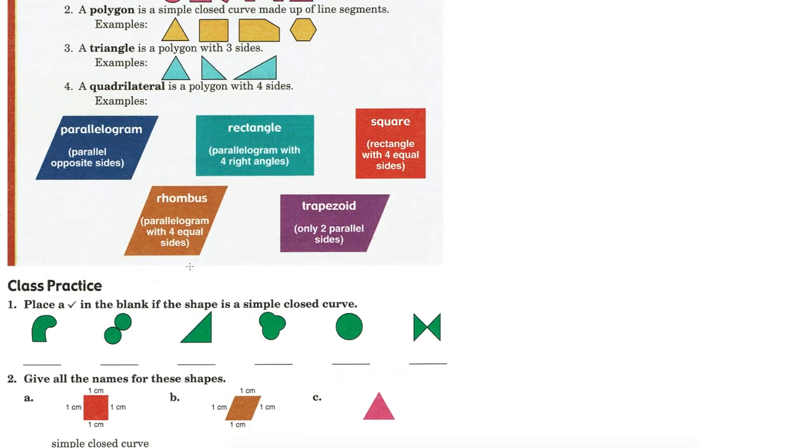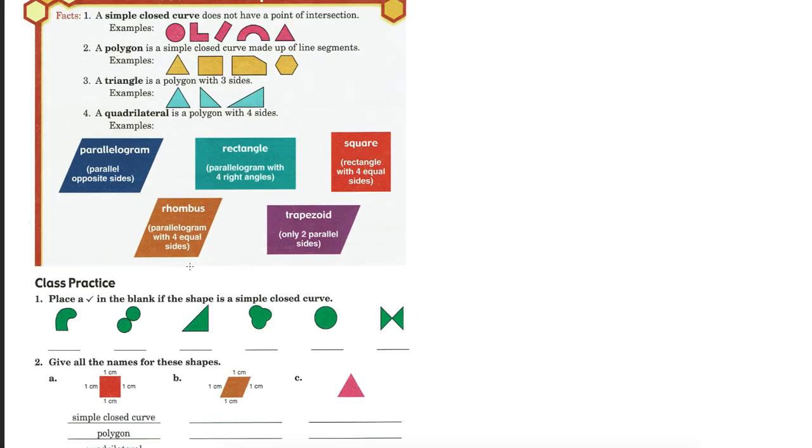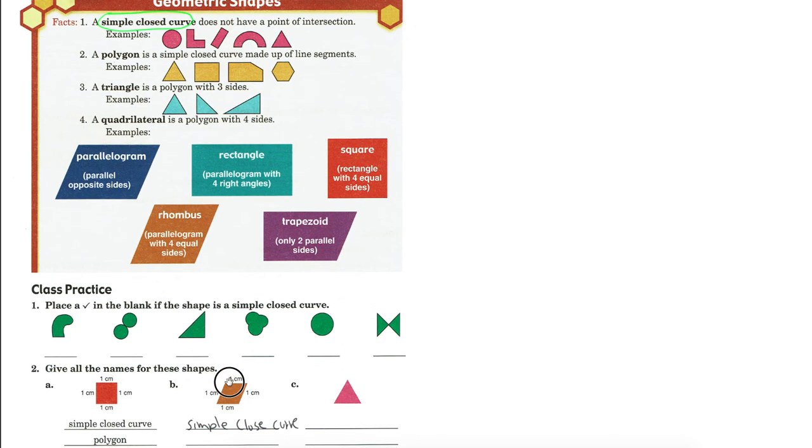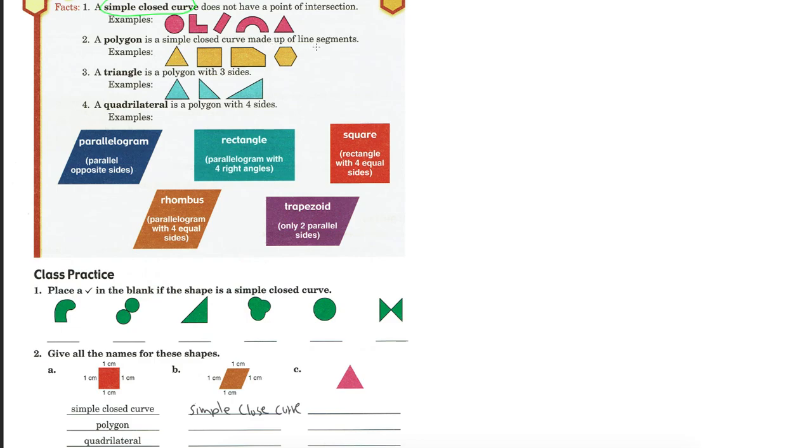First thing, can I label this as a simple closed curve? Yes, I can, right? I can label this as a simple closed curve because none of these lines ever intersect or cross each other, right? Okay. Can I label this as a polygon? Is it made up of just straight lines, line segments? Yes, it's just straight lines to make this shape. So I can label this as a polygon.